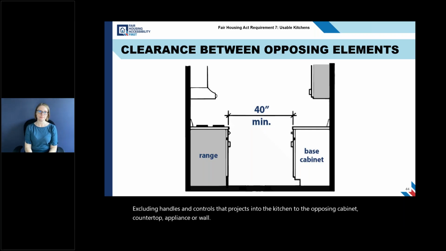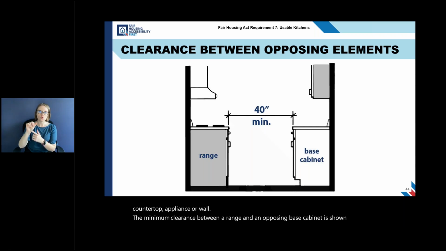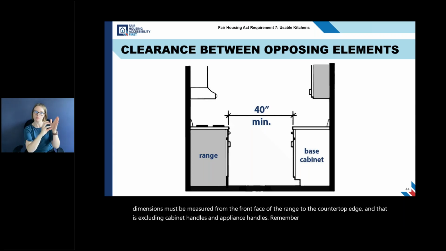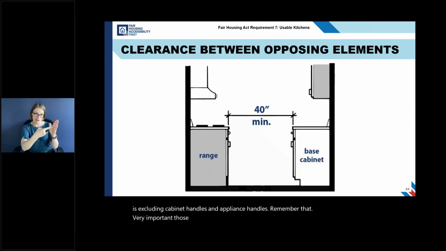The minimum clearance between a range and an opposing base cabinet is shown here. The dimensions must be measured from the front face of the range to the countertop edge, excluding cabinet handles and appliance handles. Remember that. Very important. Those handles, either for cabinets and appliances, are not included in that 40-inch clearance.